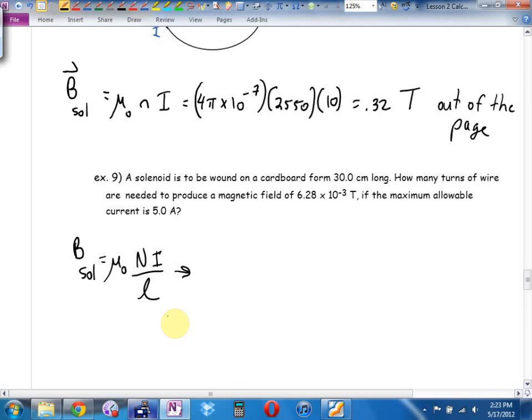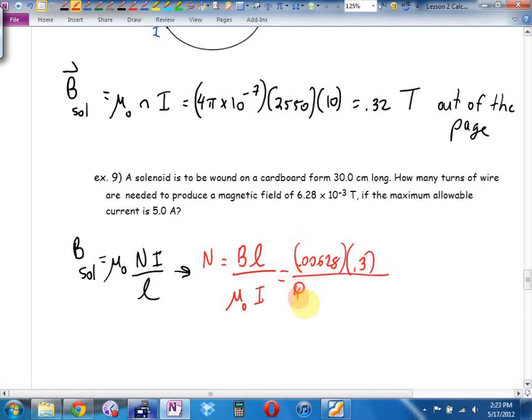Courtney, what do they want me to get by itself here? Oh, okay. N is going to be BL over mu naught I. Let's plug and chug. 0.00628. L 0.3. Mu naught 4 pi times 10 to the negative 7. I 5 amps.